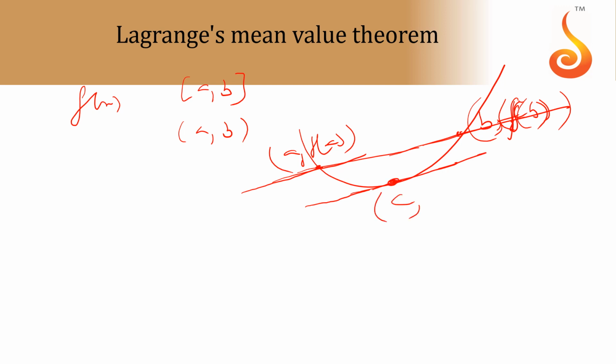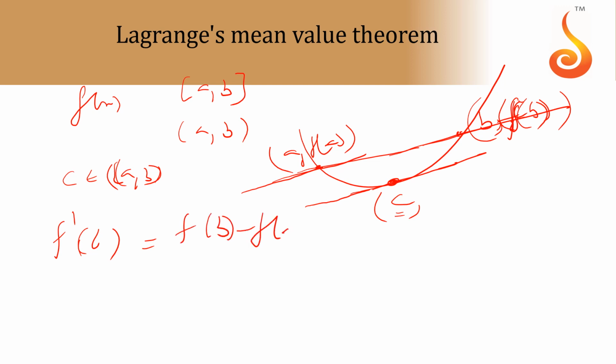Suppose its x coordinate is c. Please remember there exists a c in between a comma b such that f dash c, the slope of the tangent, will be equal to f of b minus f of a by b minus a, the slope of that secant line. So geometrically, what I said is there exists a tangent line which is parallel to the secant line. There exists a c such that f dash c means there exists a tangent.